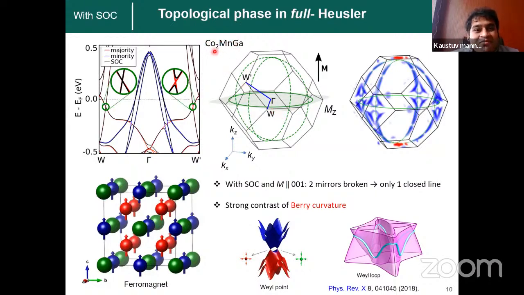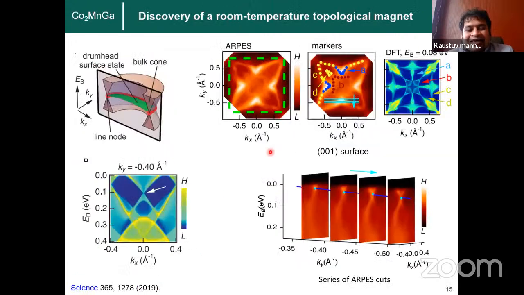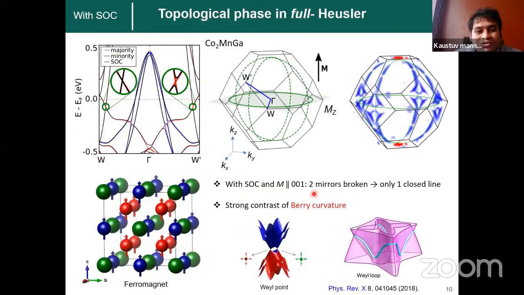But in this compound, you have cobalt, manganese, gallium, which have really weak SOC. As a consequence, even though you apply the magnetic field along the Z direction and all the spins are polarized, and in principle it gaps out, in practice it does not gap out. As I said, you see our experimental result. Instead of Weyl points, what we observe is the line node, because the gapping of this Weyl node is beyond the experimental realization. It is beyond the resolution of the experiments.